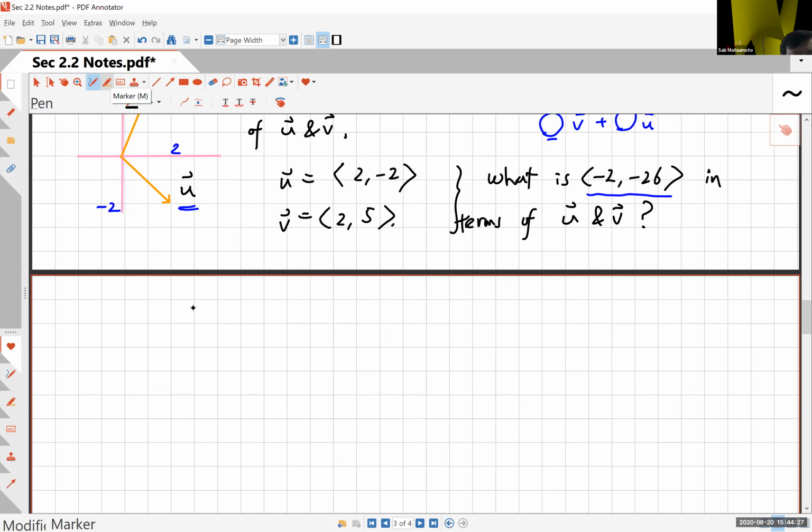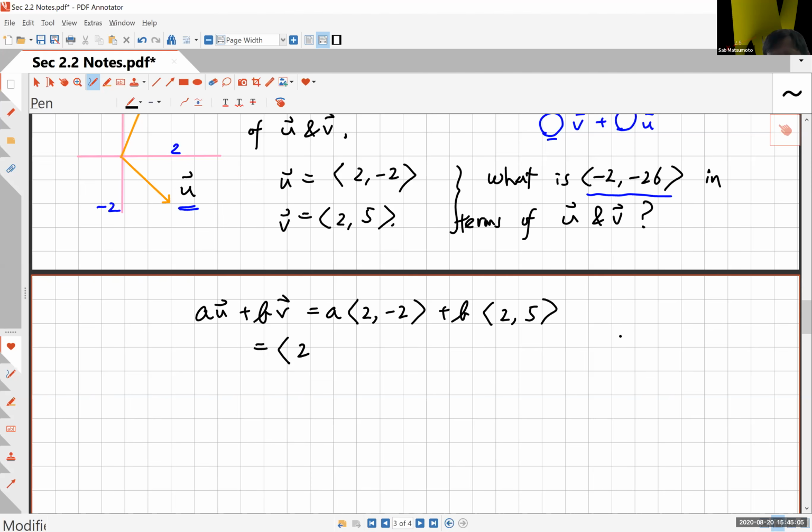So this is what you will do. You're going to express this as, let's say, au plus bv, because that's what we mean by a linear combination. And of course, that just means it's a times (2, -2) plus b times (2, 5). And you can also write this as (2a plus 2b, negative 2a plus 5b), which is equal to (-2, -26).